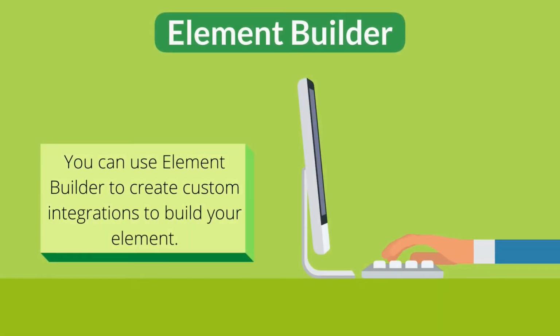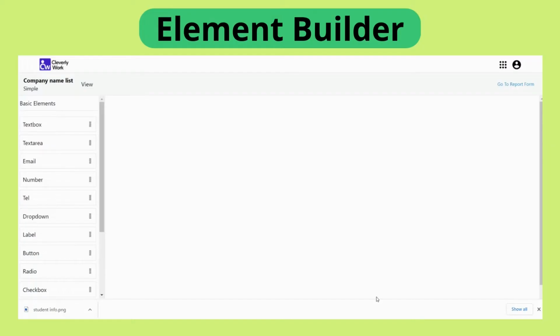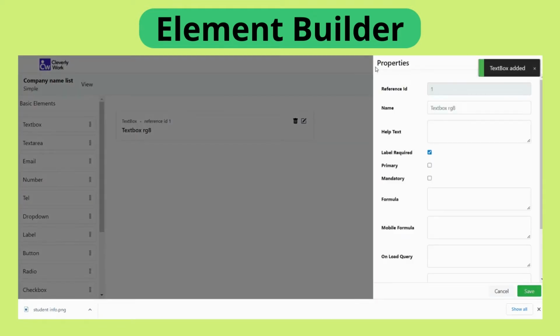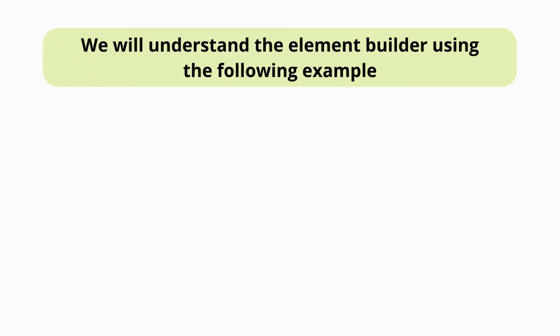Element Builder. You can use Element Builder to create custom integrations to build your element. In the Elements Builder section, on the left-hand side, you can see all basic elements. Drag the required components to the center of the workplace. Click on the Edit element, and the properties list will be displayed on the right side of the builder. Edit the properties as required. We will understand the Element Builder using the following example.